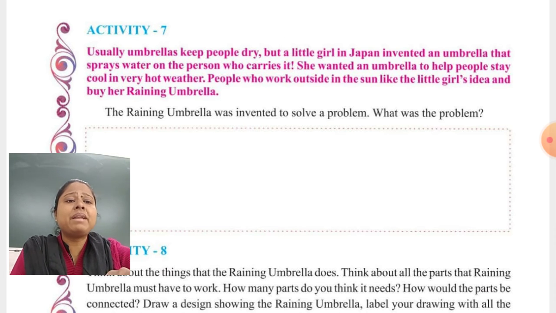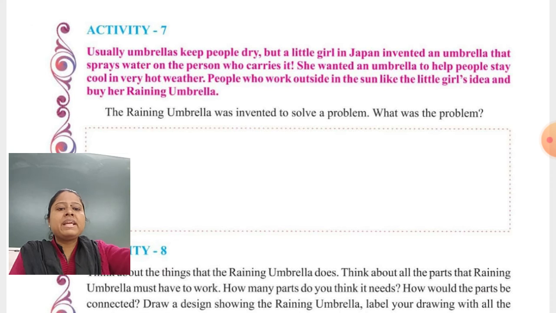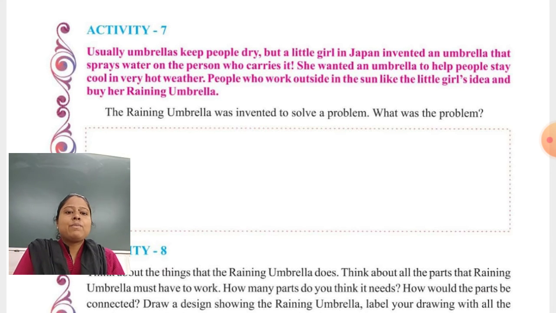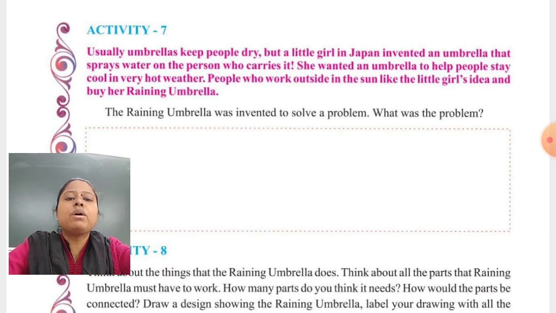But this misting umbrella, this spraying umbrella, what is the speciality? It sprays water on those who carry it. So the people feel quite comfortable, quite fresh and cool under the severe heat. So that is why this raining umbrella solved the problem of severe heat. That is why people liked her idea, and that was the problem in Japan, which was solved by the little girl by inventing a spraying umbrella.